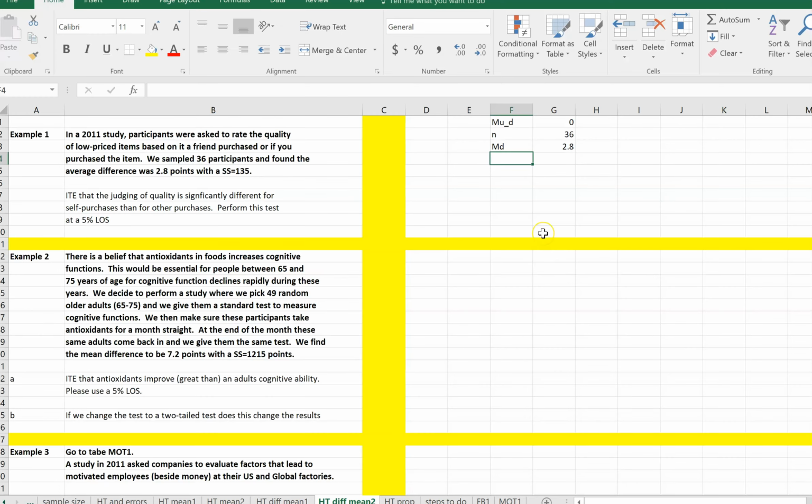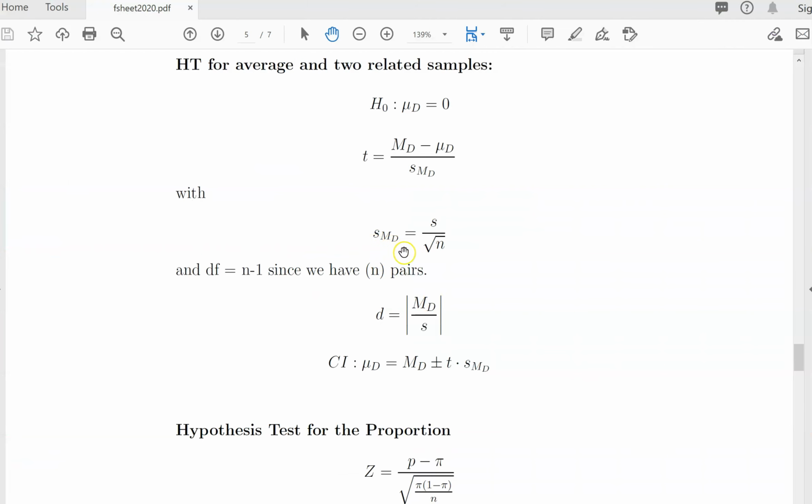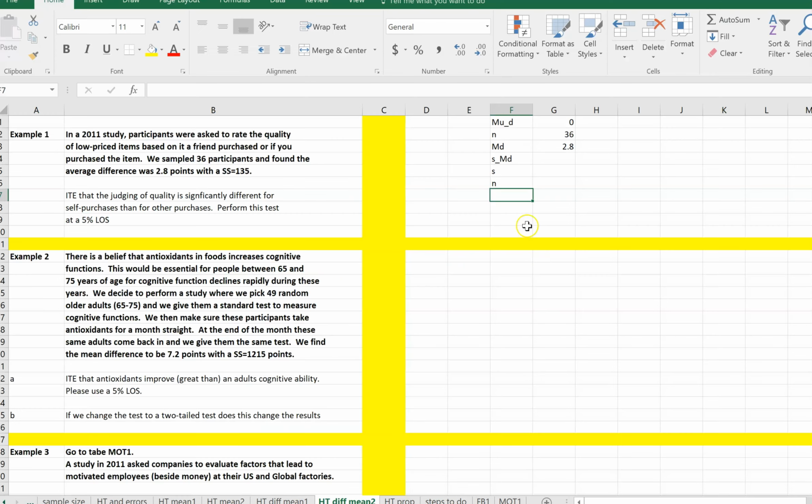So I need the standard error of the mean difference. The problem is the standard error of the mean difference relies on S, the standard deviation, and N, if you look at the formula. Look at the formula again. SMD, the standard error of the mean difference, relies on the standard error of the pairing, divided by the square root of N. Well, we don't have S, okay?